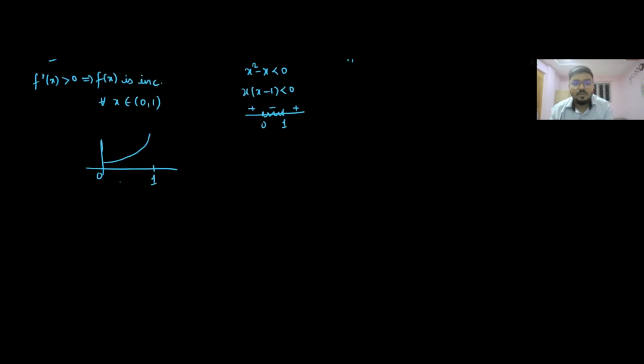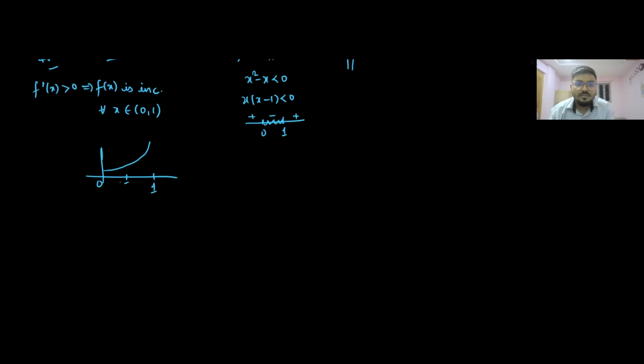So 1 by 2 will be somewhere here. In the first option, they are saying f of 1 by 2 is greater than or equal to f of 1. No, the function is increasing from 0 to 1. So the value at f of 1 will be bigger as compared to 1 by 2. But they have written the opposite, so option A is completely wrong.